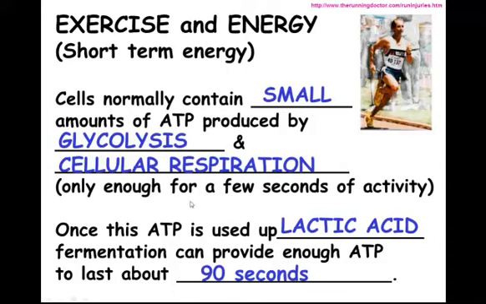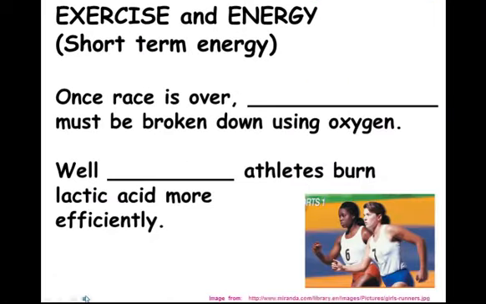The cell is going to be, for short, quick bursts, maybe just a minute and a half, doing lactic acid fermentation. Then once the race is over, that lactic acid can be broken down using oxygen. You stop running, you get your breath back. And well-trained athletes actually burn their lactic acid more efficiently. That's why you train. You activate those enzymes. It's easier to recover from the lactic acid that builds up in your muscles.